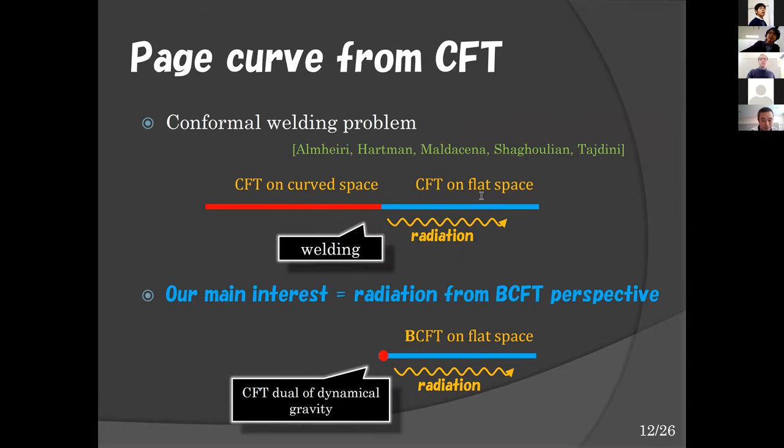To be more precise, one resolution can be given by considering the conformal welding problem, which is explained in Marlison's talk or Goto Kano's talk or some, yeah. Anyway, in this setup, we can find the radiation from the welding point like this. And if we have the BCFT dual of this setup, then maybe we can find the radiation from the boundary like this. And we would like to realize this boundary conformal field theory with radiation by some way.